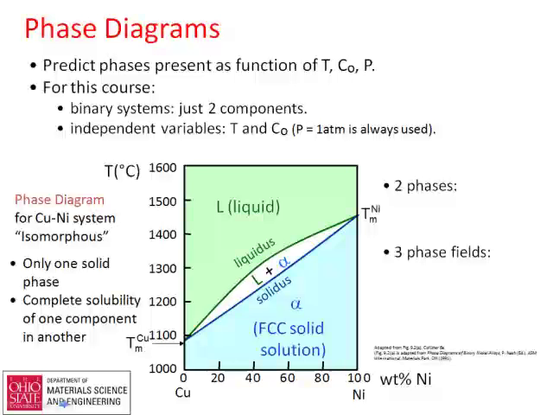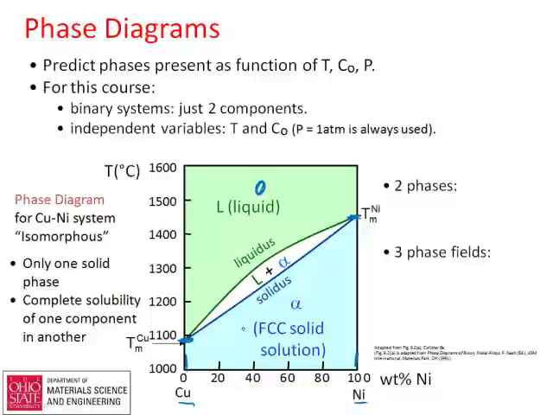This is the copper-nickel system. Pure copper on this axis, pure nickel on this axis. Pure copper melts here at a little less than 1100 degrees C. Pure nickel melts at about 1400 degrees C. We can make a solution of them. If we melt them together, we see that we can get a single-phase liquid.